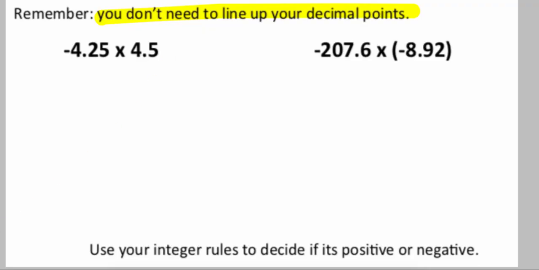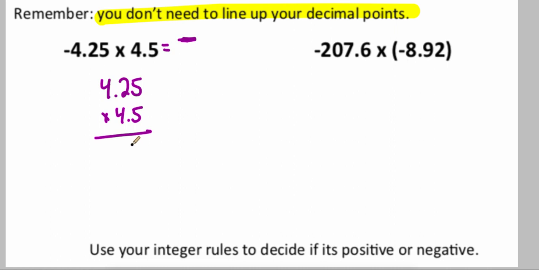All right, now we're going to see this in action with some negative signs in there. First reminder, you don't need to line up your decimal points. For adding and subtracting, we want everything lined up. For multiplying, we really don't even care about the decimal point until the very end. And then use your integer rules to decide if it's positive or negative. So a negative times a positive is going to be a negative. And now I just worry about multiplying. 4.25 times 4.5.